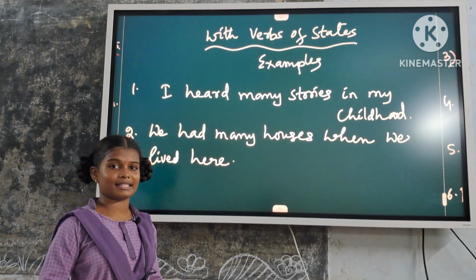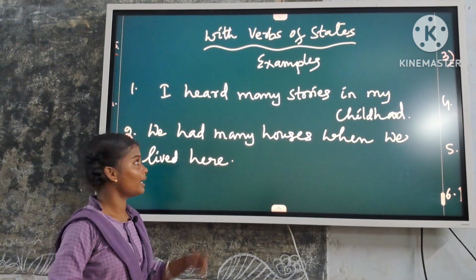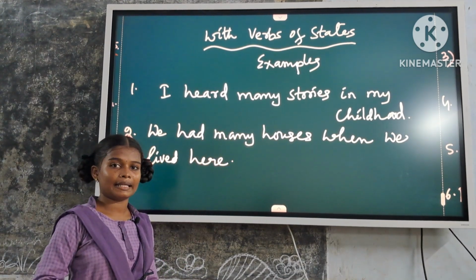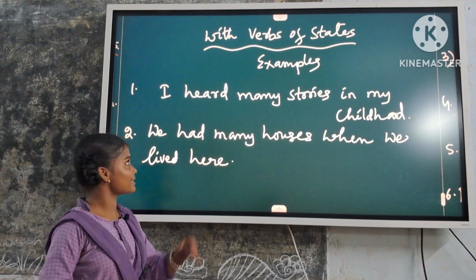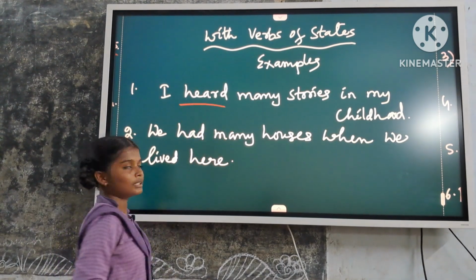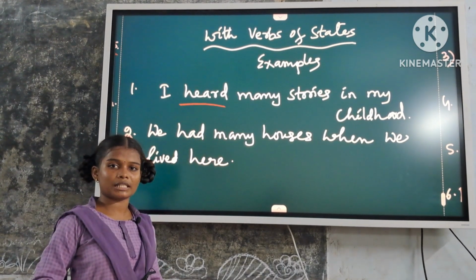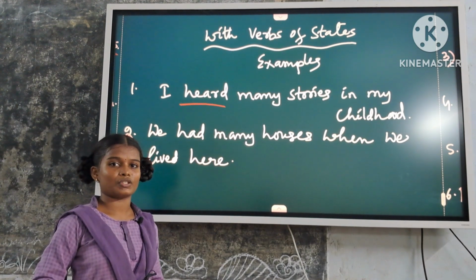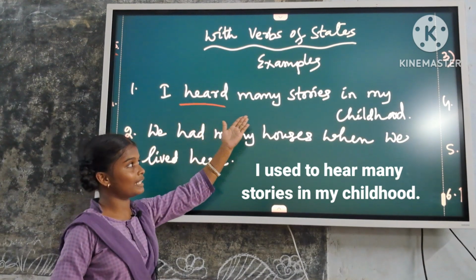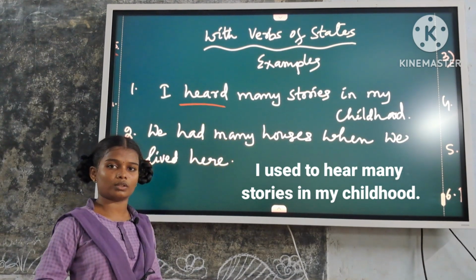Now examples. First example. I had many stories in my childhood. Here, the stative verb is had. That is a verb of sense. So we can use only used to. So the answer is, I used to hear many stories in my childhood.